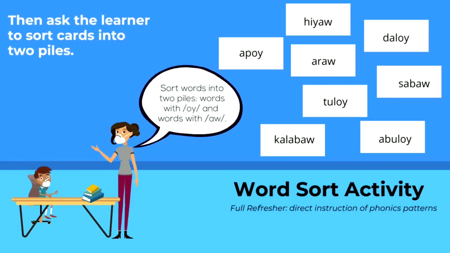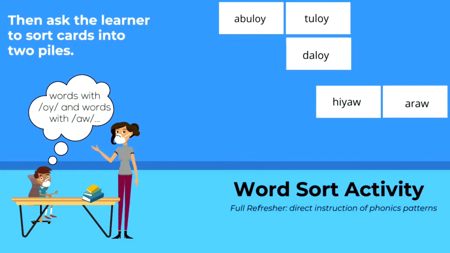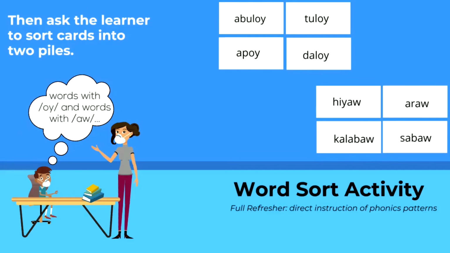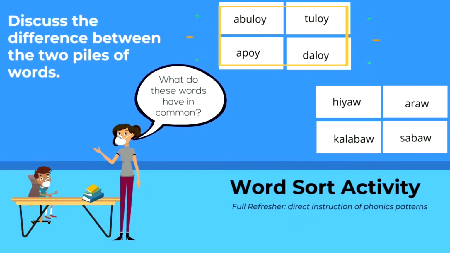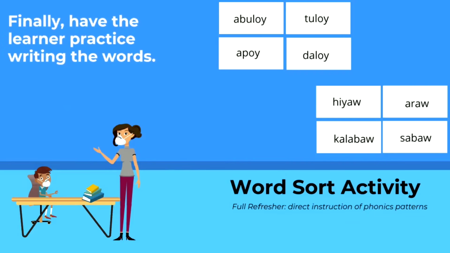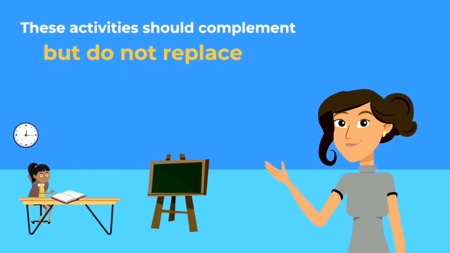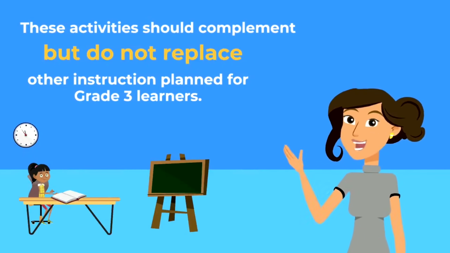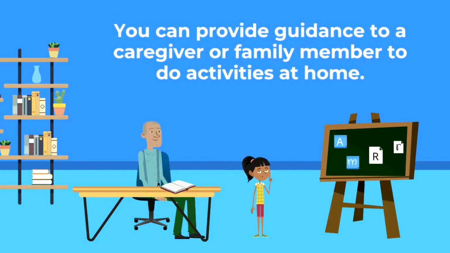and then ask them to sort the words into 2 different piles. Discuss the difference between the 2 piles of words. Finally, have the learner practice writing the words. A friendly reminder, these activities are designed to complement rather than replace other instruction planned for grade 3 learners. You can consider providing guidance to a caregiver or family member to do these activities at home with the child.